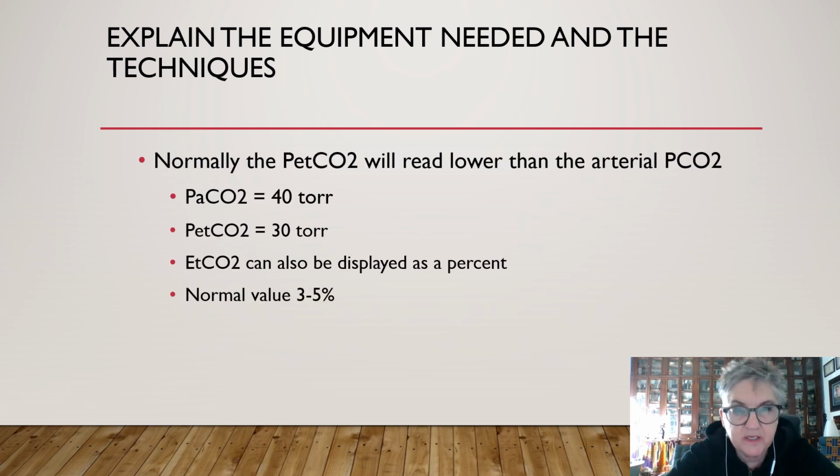A normal end-tidal CO2 will be lower than arterial PCO2. Normal ABG PCO2 equals 40 torr, whereas exhaled CO2 is 30 torr. The end-tidal CO2 can also be displayed as a percent. A normal value is 3 to 5%.